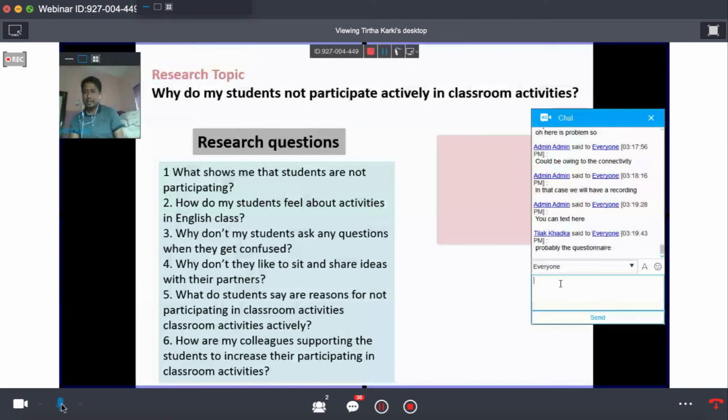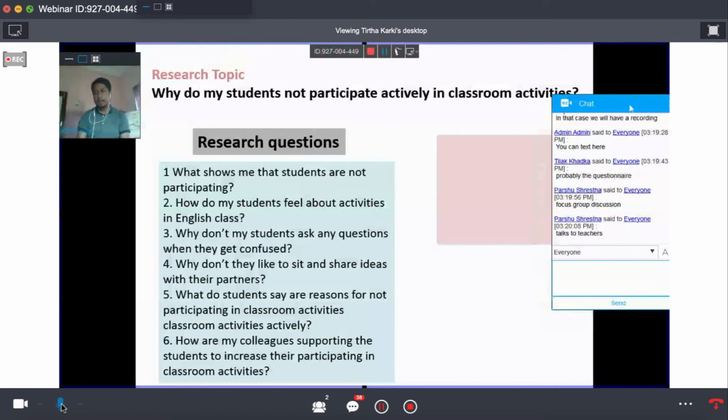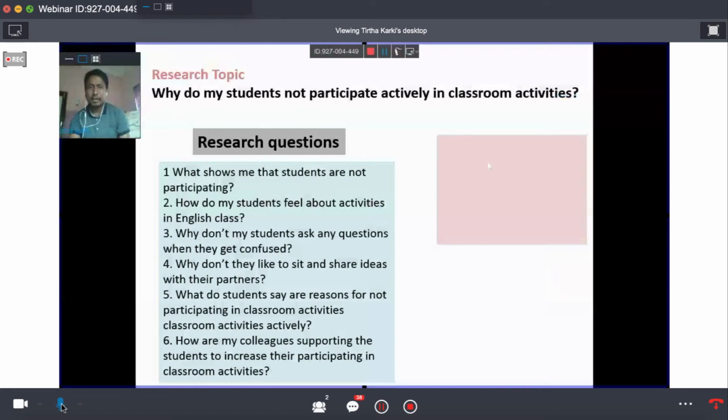Okay. Tilak sir says the questionnaire. Okay, focus group discussion. Yeah. What could be other strategies? Okay, talk to teachers. It may mean he talked with the other colleagues about how to solve the problem or what could be the effective strategies. All right, I'll show now the strategies, the instruments he applied in order to collect data to understand his problem in depth.